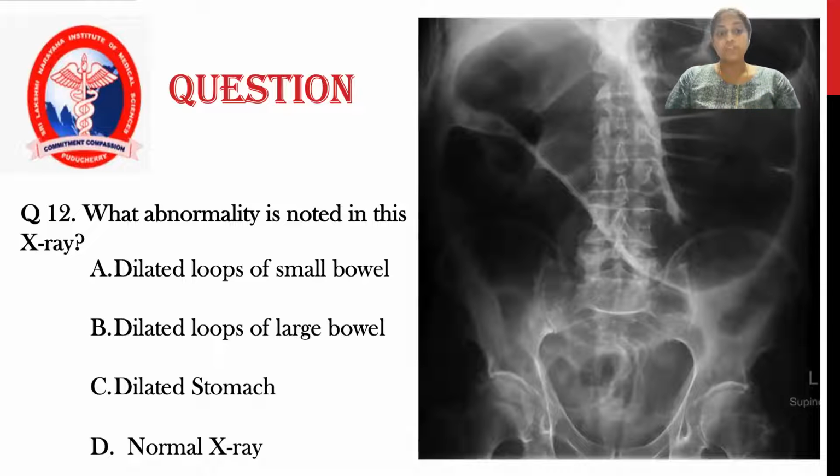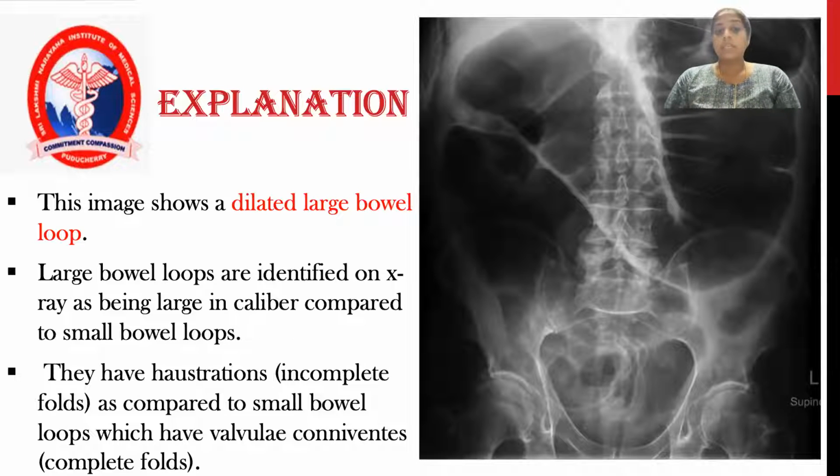What abnormality is noted in this X-ray? The options are dilated loops of small bowel, dilated loops of large bowel, dilated stomach, and normal X-ray. We all know it's not normal, and not a dilated stomach, so it should be dilated small or large bowel loops. This is a case of dilated large bowel loops.